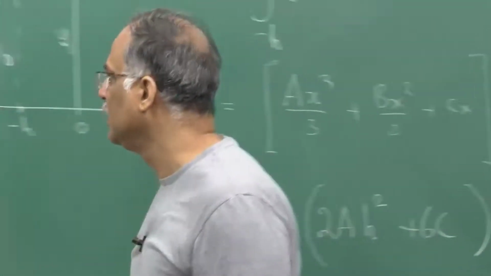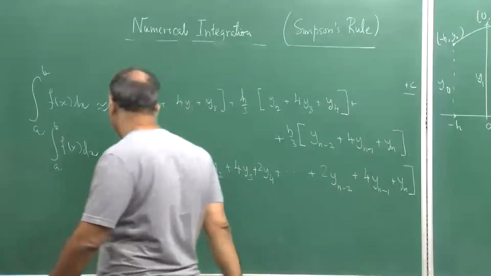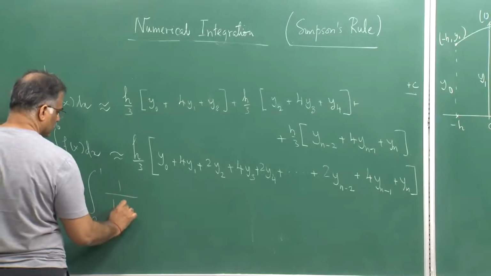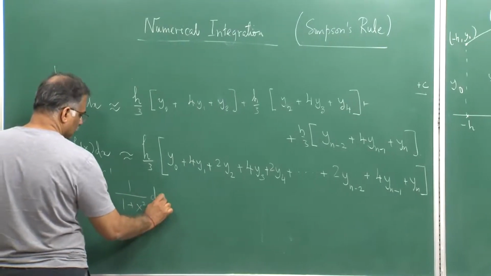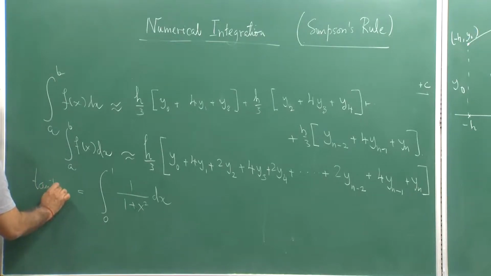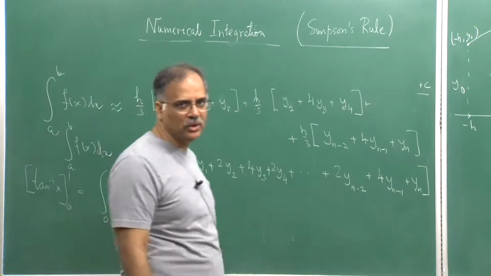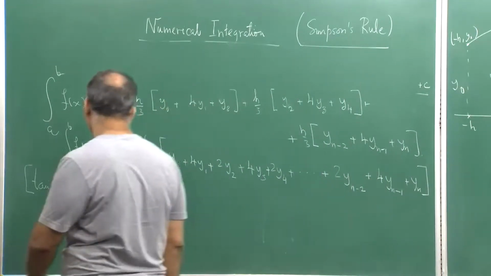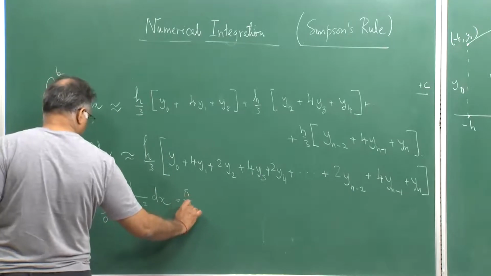So, let us take care of this. For example, h is delta x here. Let us look into this integral. You know what the real answer is to this integral. It is tan inverse 1, and what is tan inverse 1? It is pi by 4. So, basically this integral is pi by 4.